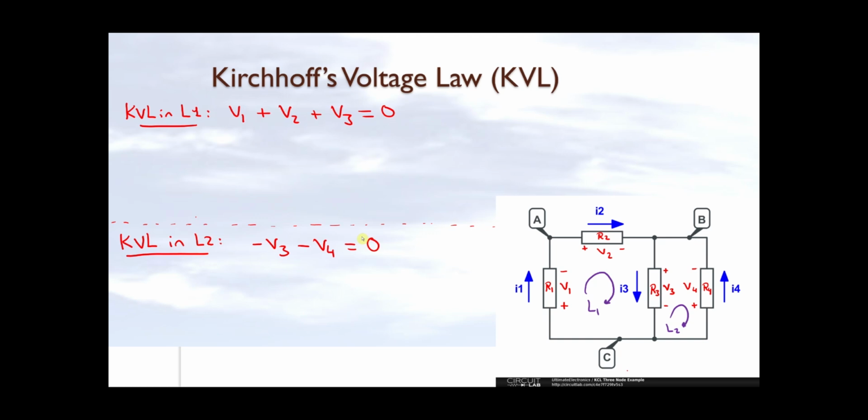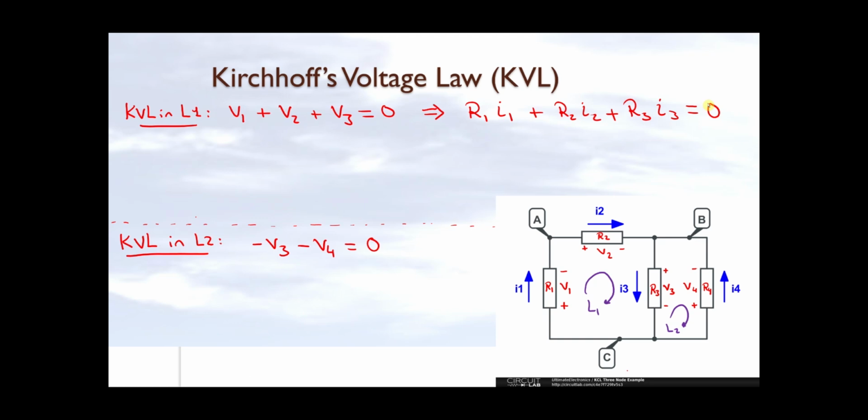Okay? So one suggestion is, okay, let's use Ohm's law. I can represent the voltage as a current times a resistor. So V1 is equal to R1 times I1. V2 is equal to R2 times I2. And V3 is equal to R3 times I3. I just use Ohm's law to represent the voltage as resistance times the corresponding current.